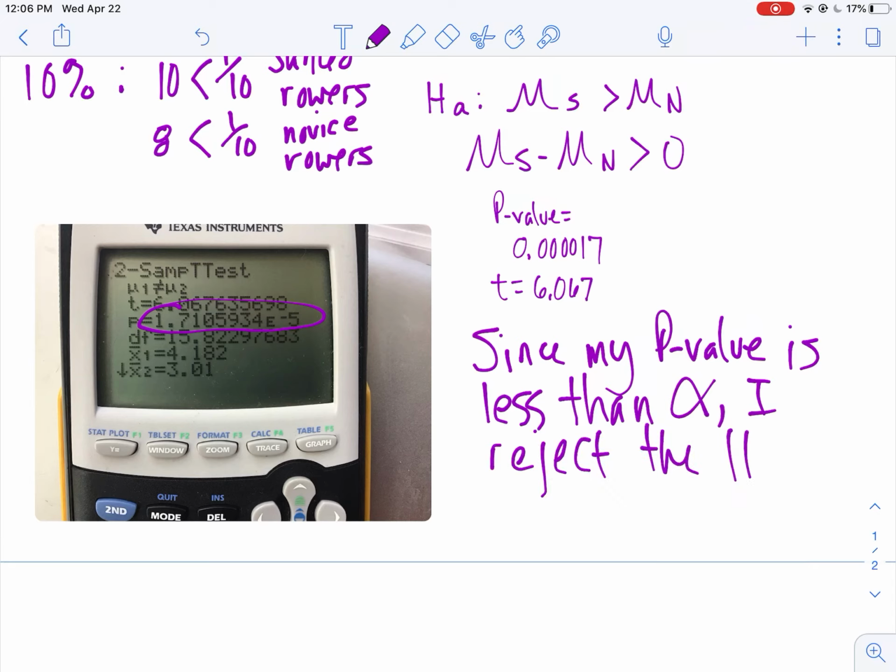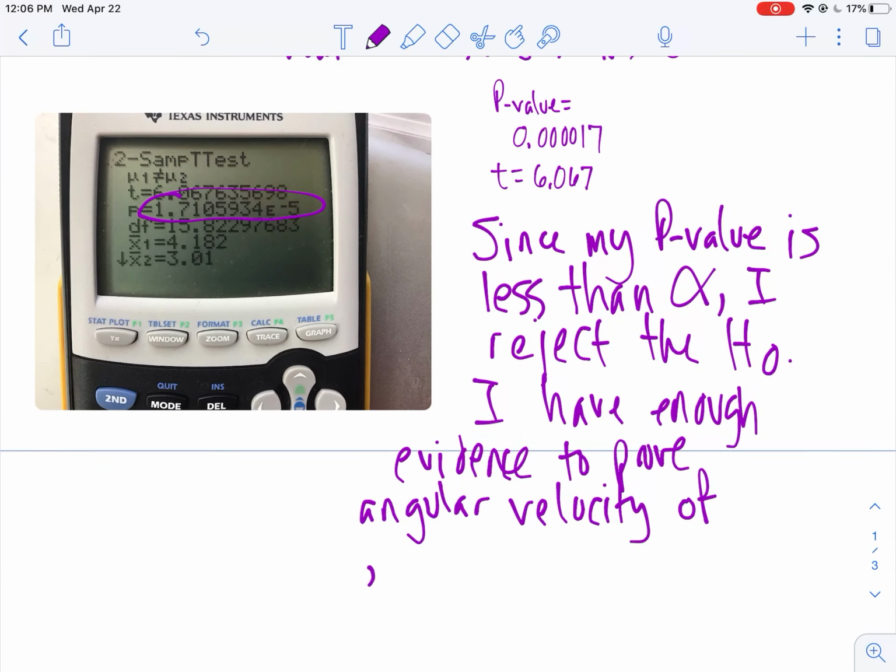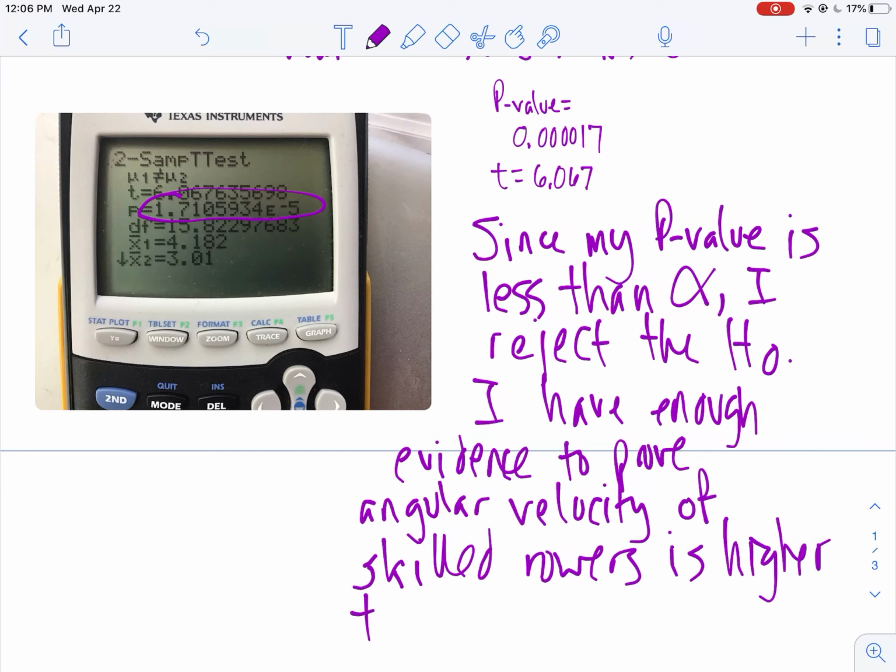And you don't want to just leave it here. You've got to include context. I have enough evidence to prove... What am I trying to prove? That the angular velocity for skilled rowers is greater than novice. Enough evidence to prove the angular velocity of skilled rowers is higher than novice rowers. Again, I come back to this.